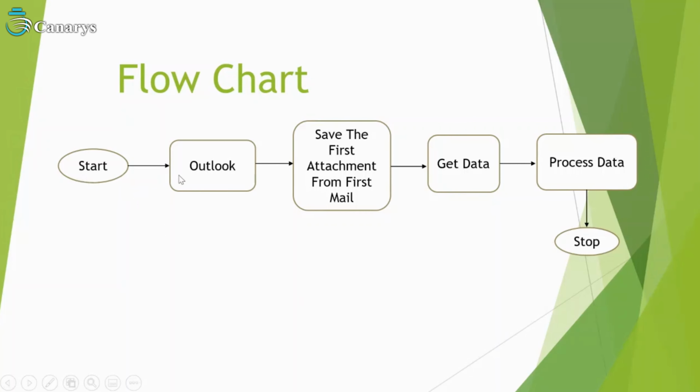In this flowchart, to start the flow, it will go to Outlook, then read the latest email, then save the first attachment from the first mail. The attachment is in Excel format, then it will go to get data. In this, extract data from Outlook, the first email in the generated list should be processed. Then it will go to process data. In this process data, it enters the data into the online form, then it will go to stop the flow.